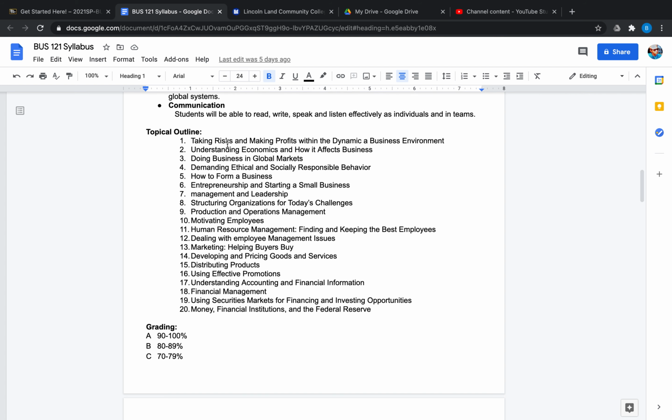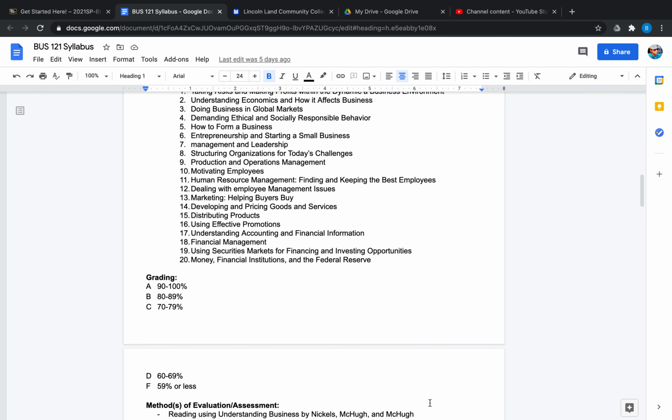Topical outline. This is just an overview of all the chapters that we're going to be covering this semester. So as you'll see here, we've got entrepreneurship, we've got management, human resources, marketing, just all sorts of different topics. As we get towards the end part of the semester, we'll be dealing with more financial management, securities and markets, money and financial institutions, Federal Reserve, those different things. So if there's something that pops out that is a strong interest of yours and we haven't got to it yet, and you do have questions about it, feel free to reach out to me. I'd be more than happy to talk to you about that topic.